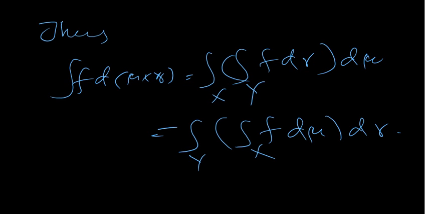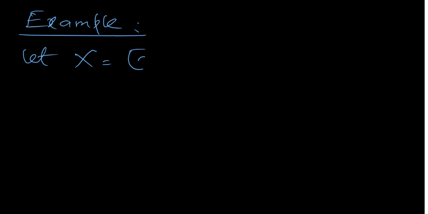Now we will give an example of a function in which both the iterative integrals exist, but the function is not integrable over the product space. So that's this example. So let's take, actually I have already discussed this, but here I will prove this. Here I will solve this exercise.